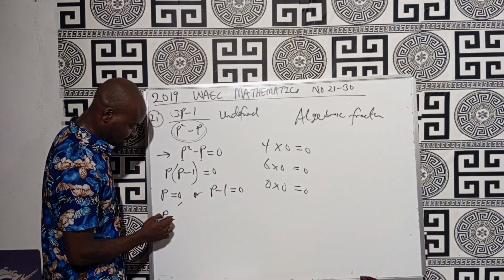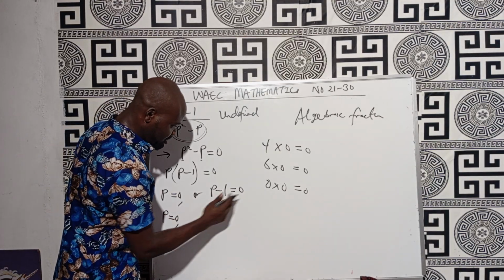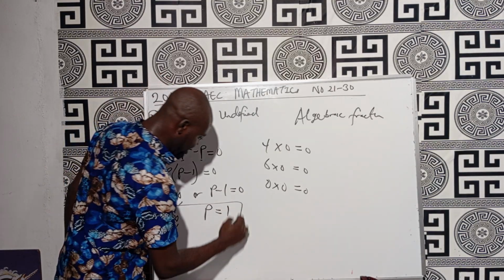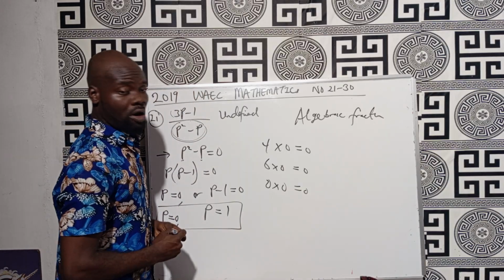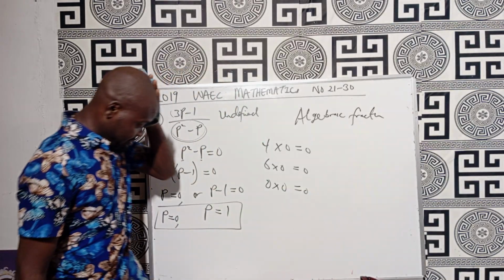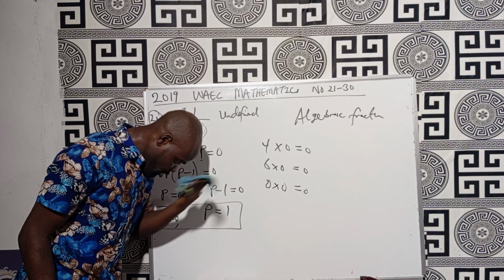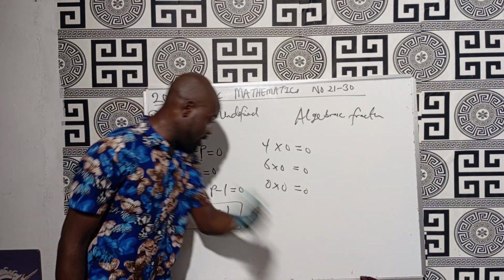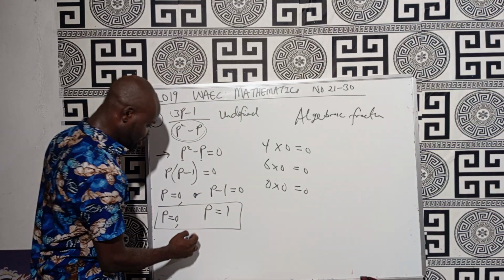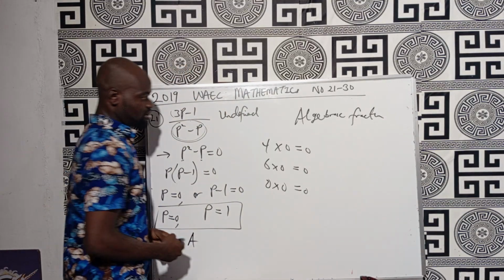So p is 0 here already. We just say p is equal to what? 0 plus 1, that is 1. That means your p is either 0 or 1. Understood? So that is the result, so the option is option what? We have option A. Option A is 1. So we have option A. That's the result. Understood? Okay.